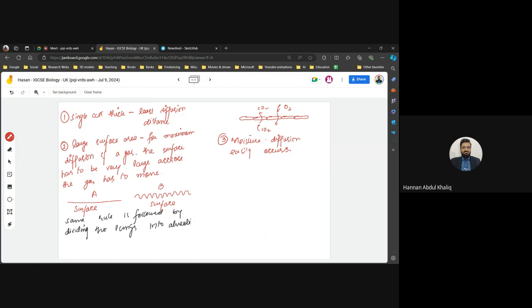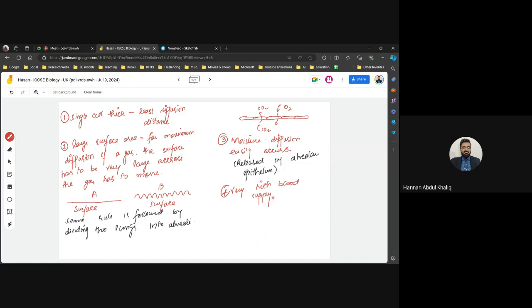So moisture has to be there, and the moisture, or the water basically, is released by the alveolar epithelium. The fourth point, very important, it should have a very rich blood supply. And you know about it.